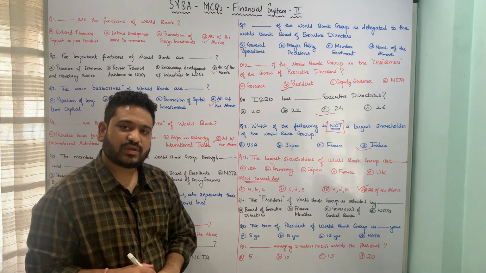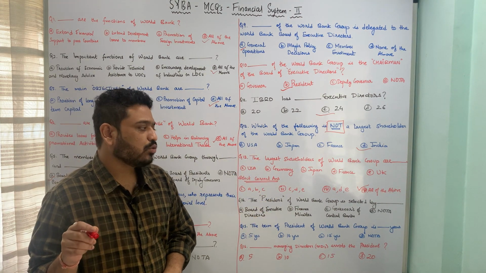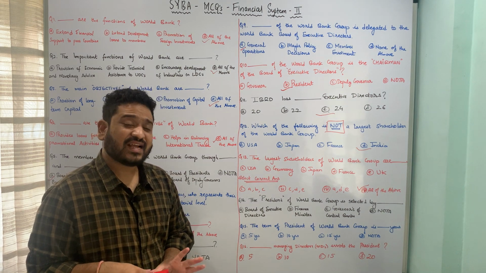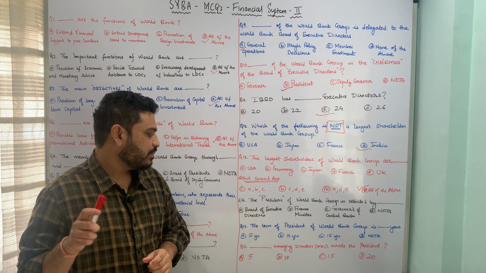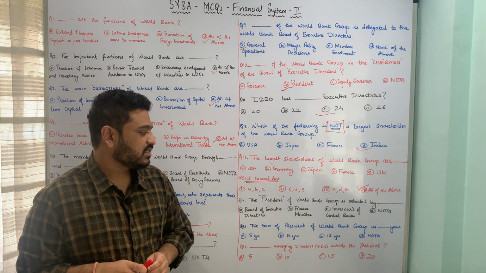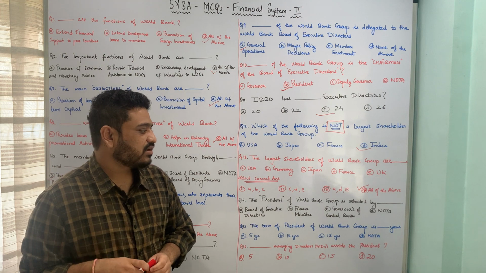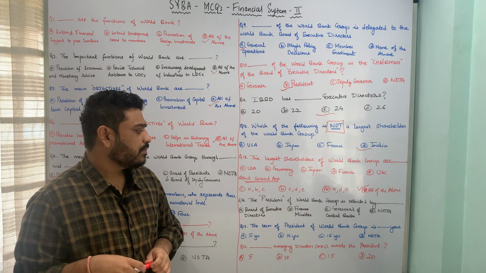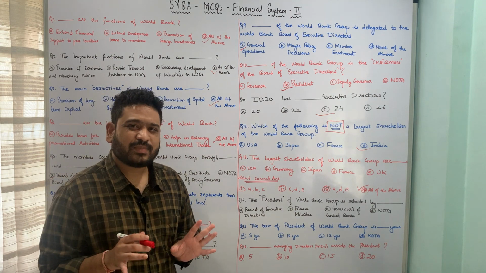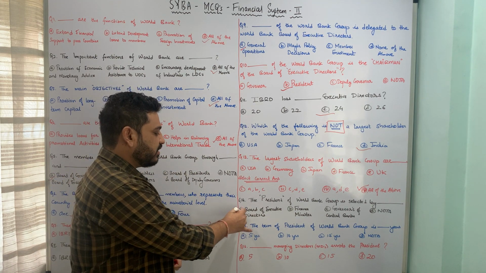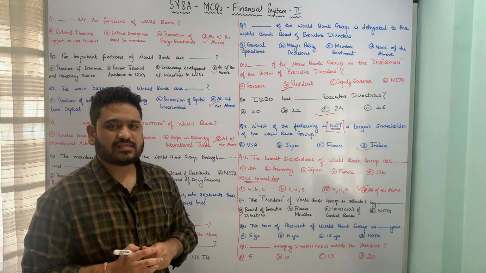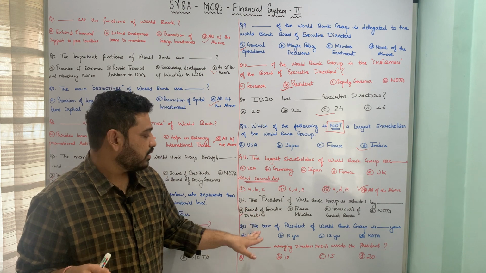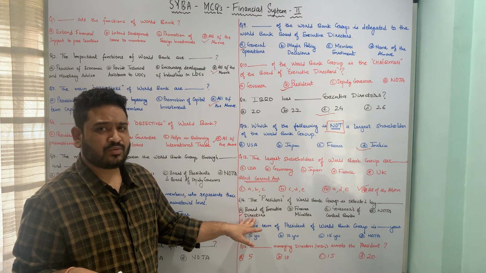Let us now move to the next one. The president of the World Bank Group is selected by whom? Who is given the authority to appoint or select the president? Whether it is A, board of executive directors, B, finance ministers, C, governors of the central banks of various countries, and D, none of the above. So here the president of the World Bank Group is selected by none other than the board of executive directors. That means option A is the correct answer. I hope this is clear.